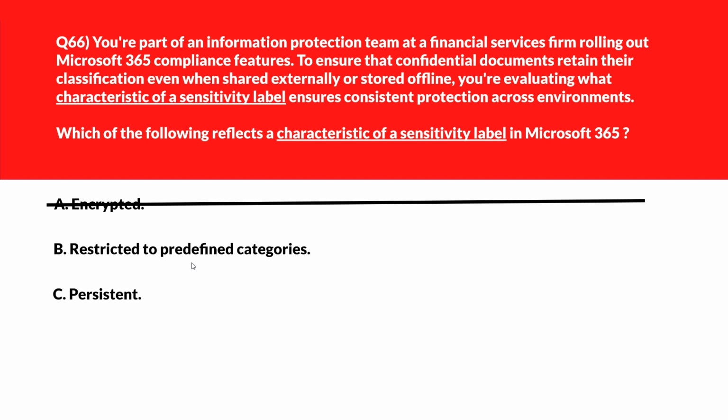B says restricted to predefined categories. Restricted to predefined categories, labels can be customized beyond predefined categories. Wrong choice. We'll move to C. C says persistent. Persistent remains attached to content across locations and actions. That being said, persistent is the right answer.